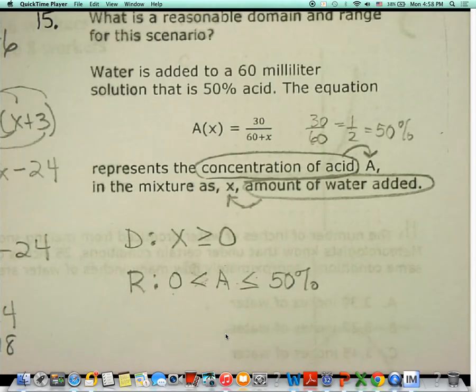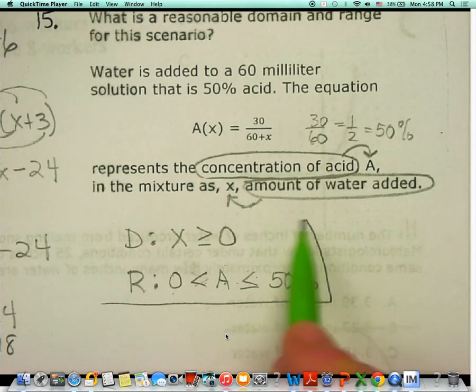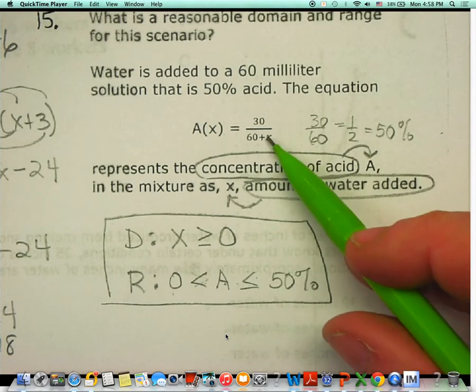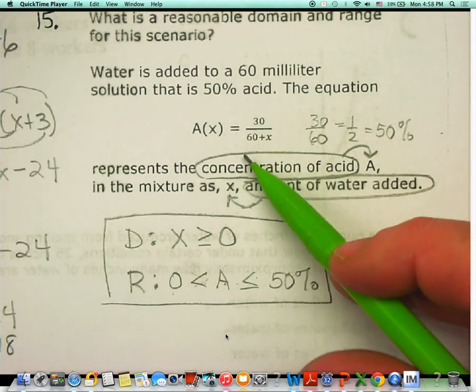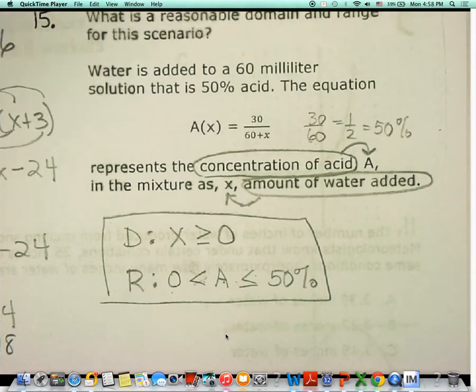Okay, so that would be your domain and range. It could never go above 50% because we can't take water away from here. That would be the only way to get it above 50%.